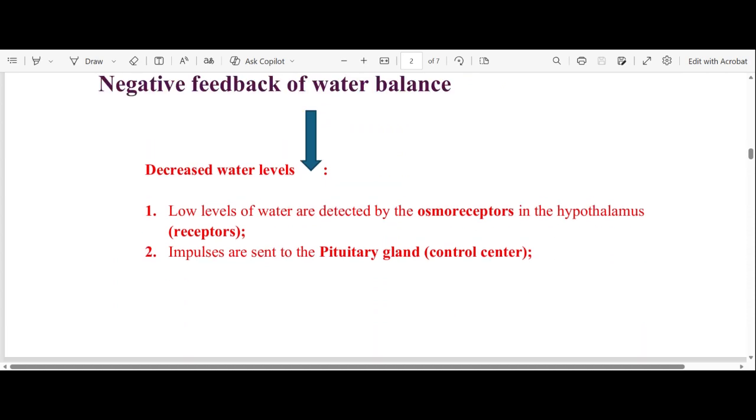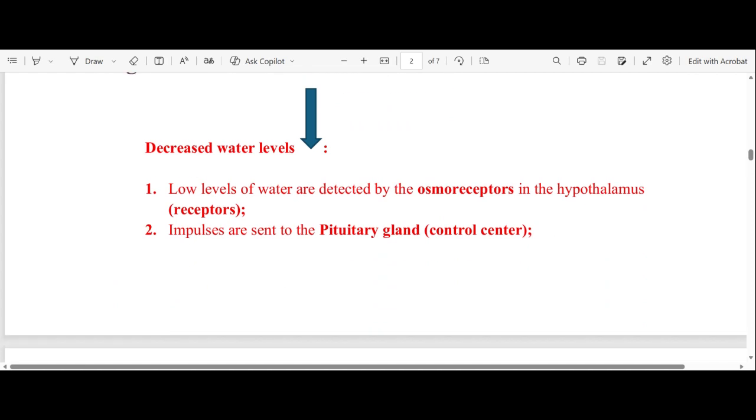Let's look at the first point. Let's look at the point where there's an imbalance, where water levels have decreased in your body. What happens when water levels go down in your body? Remember, the low levels have to be detected by receptors. We call those receptors osmoreceptors, and they are found in the hypothalamus. They receive the imbalance, they are notified about it, and then they send impulses to the pituitary gland.